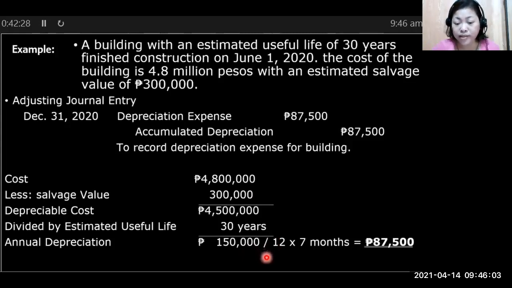So you divide it by 12 months times 7 months, from June: June, July, August, September, October, November, December. That is 7 months, and you get 87,500. That is how to get the 7-month depreciation or accumulated depreciation of the building. Those are the transactions to be considered for the adjusting journal entries.